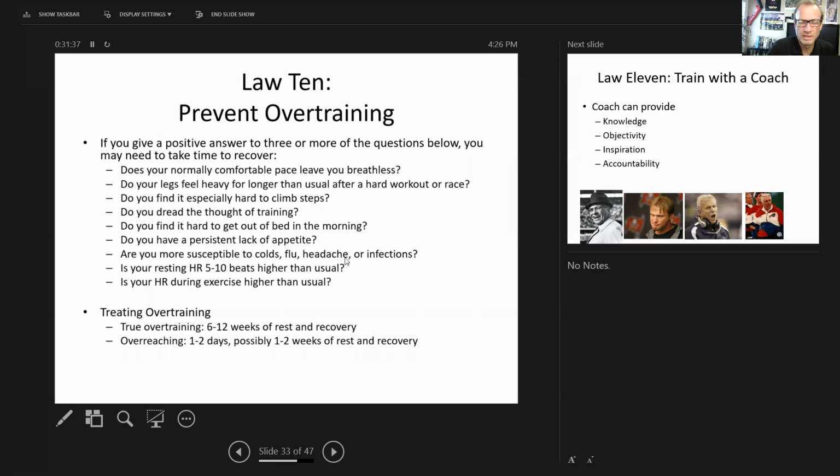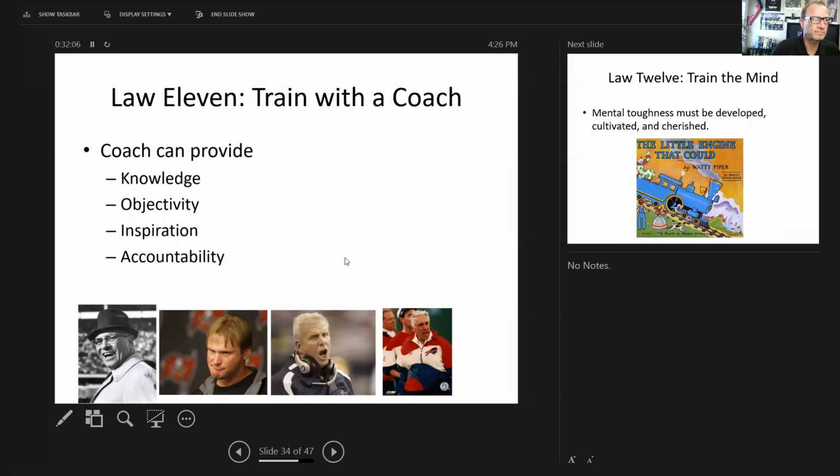You can also use some physiological measures to see if you're getting to overtraining. Heart rate variability is a big contemporary marker to look at. But you really want to pay attention to this as you're going through your training program. Treating true overtraining may take 6 to 12 weeks. I mean, that's 3 months of rest and recovery. Overreaching, maybe a day or 2 days, and then you start feeling better. That's overreaching, not so much overtraining at that point.